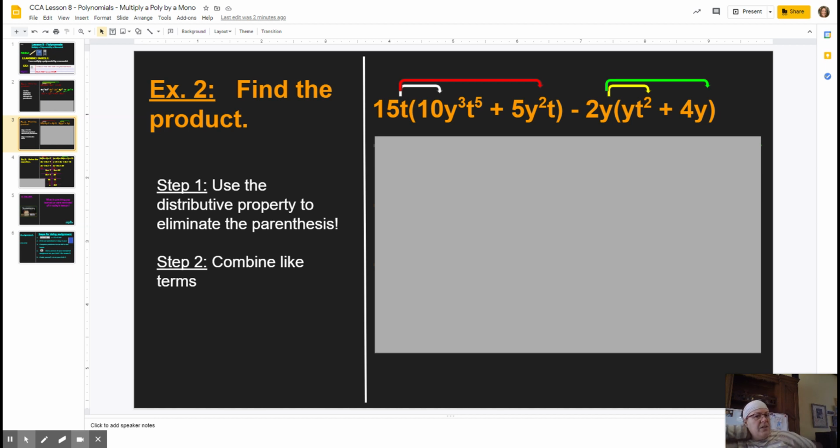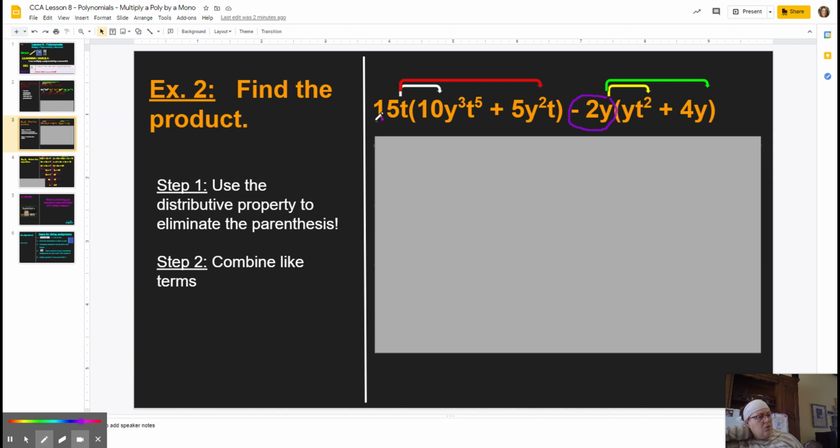All right, so like we said in example number 1, our goal is to get rid of the parentheses by using the distributive property. You can see I've got those arrows drawn. You're going to give the 15t to both 10y to the third t to the fifth, and you're going to give 15t to 5y squared t. And then also when you do this one over here, we want to make sure that we take along that negative as we distribute. Okay?